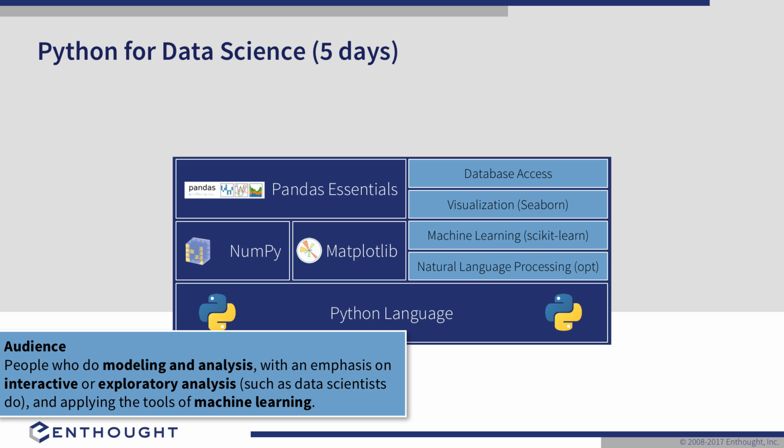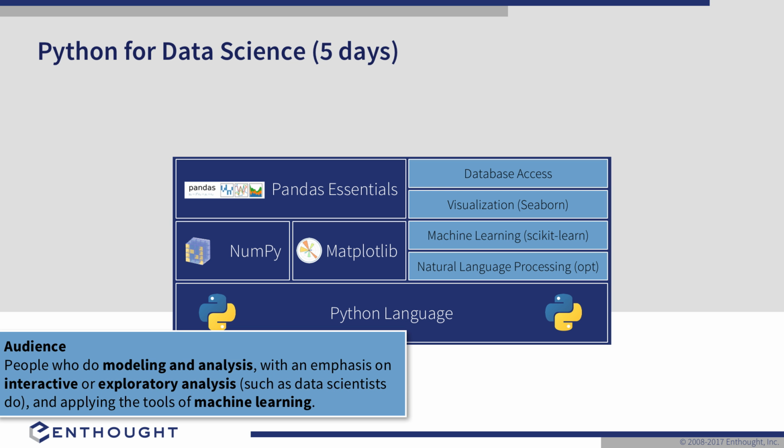All right, who's it for? Well, one of the interesting things about Python is that it can be used for lots of different purposes. People use it for web app development. You can use it for system administration, obviously for writing commercial software, software engineering. But we're focusing particularly on the people who use it for modeling and analysis, right? Scientific and analytic computing. And the emphasis in this particular class is on interactive or exploratory analysis, like data scientists do, and especially people who want to use machine learning, because that's a big chunk of it.